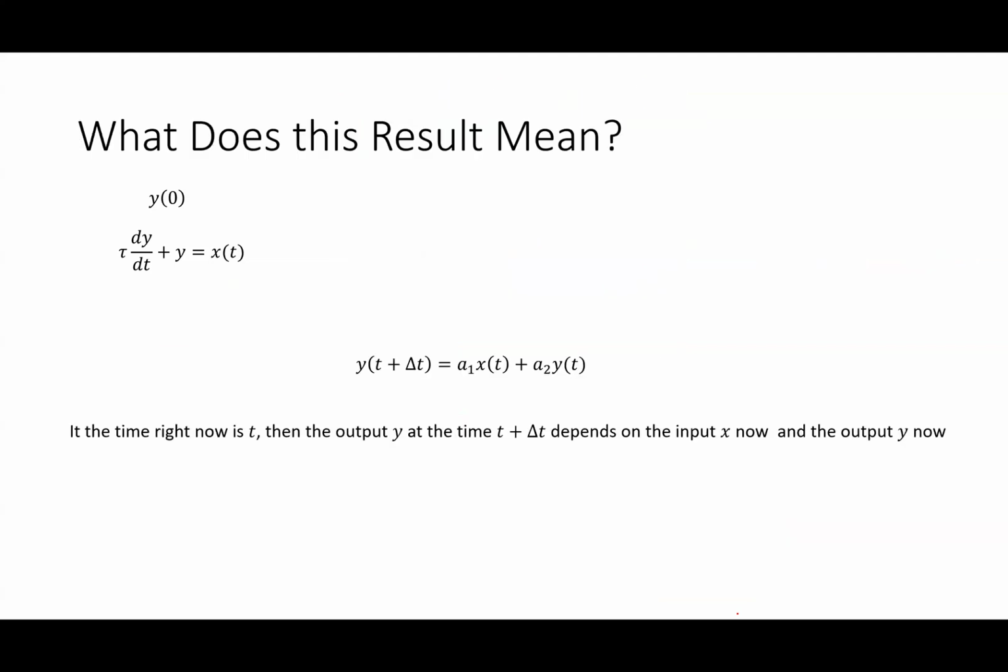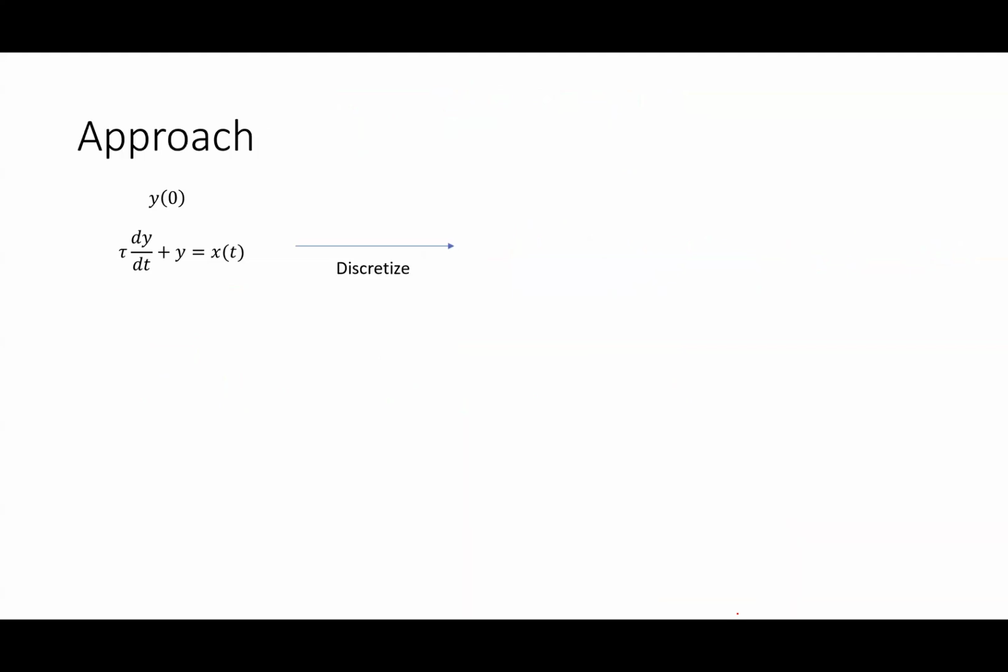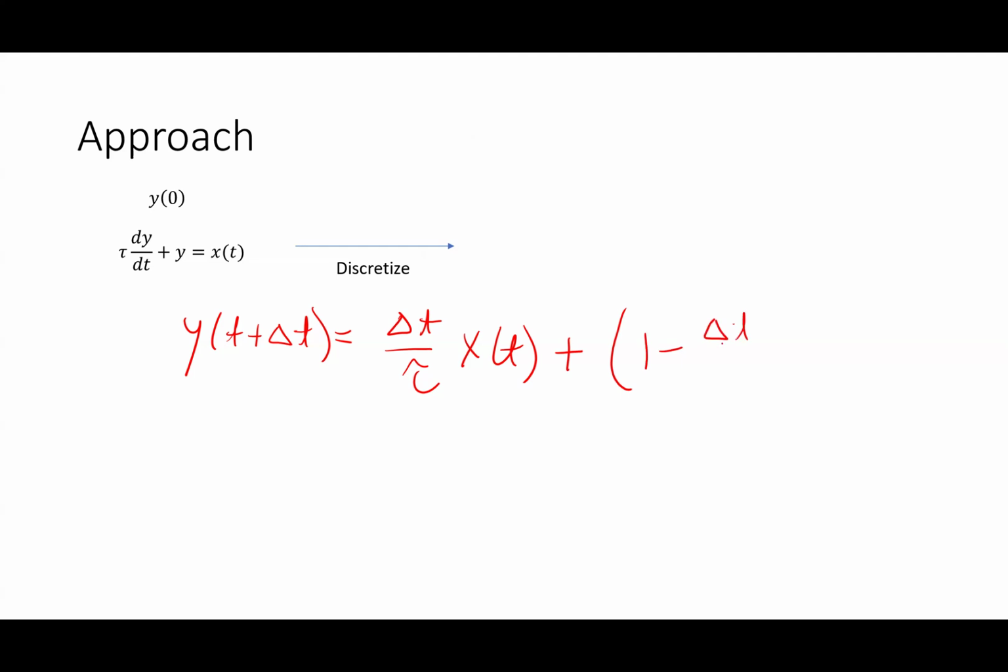Essentially, and let me write it here. Let me say y of t plus delta t equals, what did I say? Delta t over tau times x of t plus 1 minus delta t over tau times y of t, right? All right. Now I know what y of 0 is.